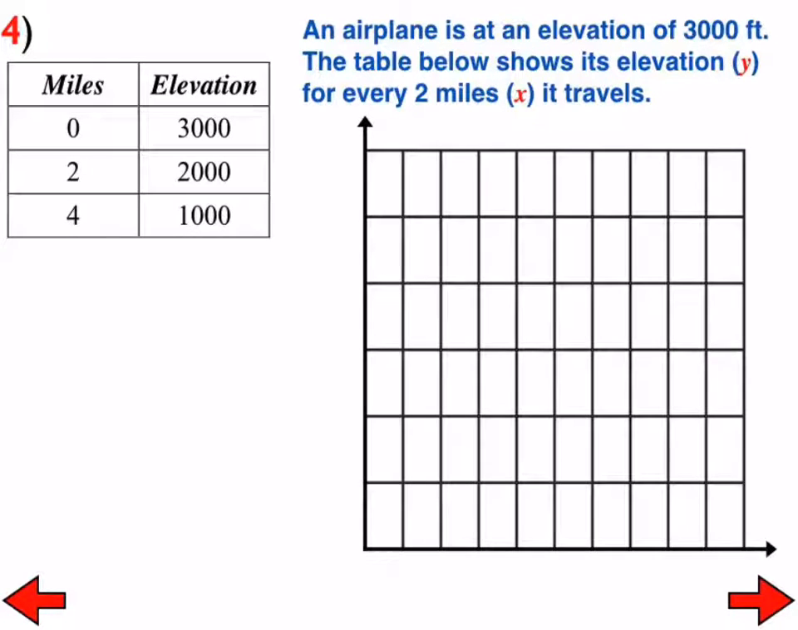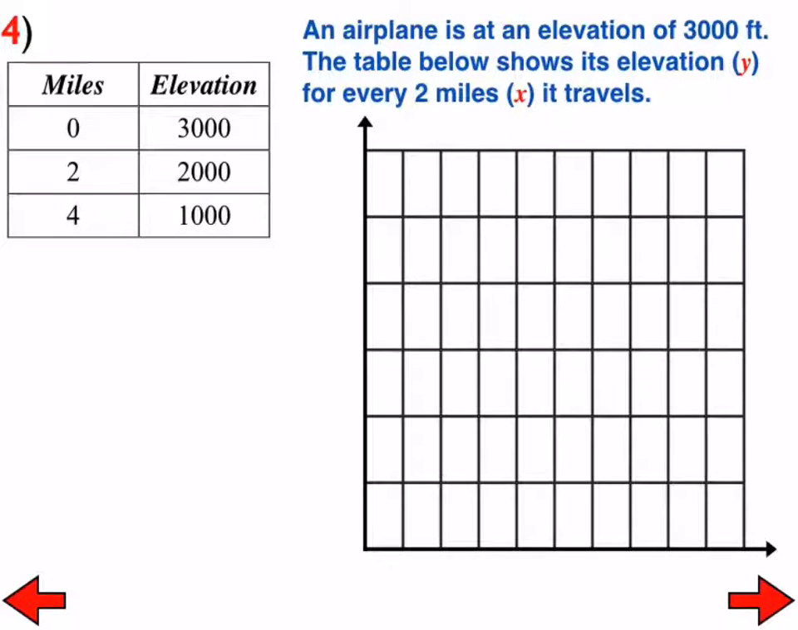So go ahead and graph that. Make sure you scale your axes so that you can fit all of those ordered pairs on your graph. Make sure you label your input and output axes. Then make an attempt to find the unit rate, the equation, and the initial value.